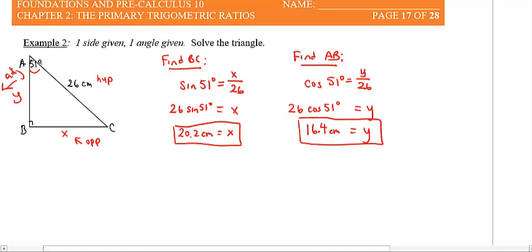Okay? And now finally I need to solve all three things. So I got all three sides, but I also need the third angle. So the third angle is C. And this is where I'll use the idea where the angles in a triangle add up to 180 again. So if I take 180 degrees, I subtract off the 51, and I also subtract off the 90, I'll get the answer for angle C. So 180 minus 90 is 90. 90 minus 51, that's just 39. And there you go. You've solved the triangle. Alright?